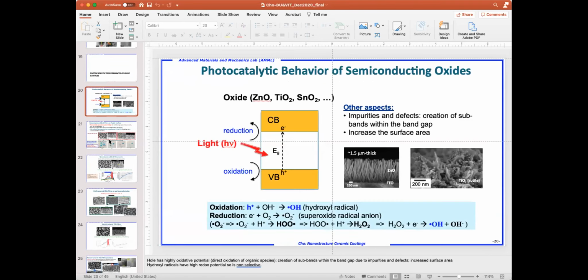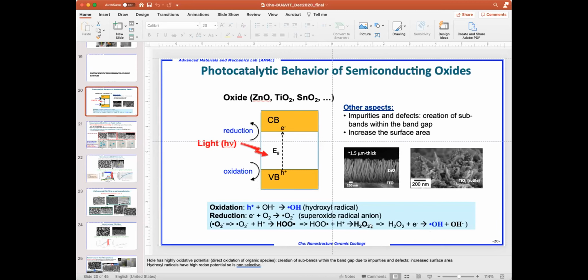Oh, the schematic here? Yes. So this is the process. Once you generate the hole, it can react with the OH from water, and after reaction they generate the hydroxyl radical. Same thing with the electron: once the electron reacts with oxygen, it generates the superoxide radical. Then through several steps, it generates hydrogen peroxide by reacting with HO and then HO with H plus. This is also reacted with the electron to generate hydroxyl radical. So this is part of the process. This hydrogen peroxide is generated from the electron generated here.